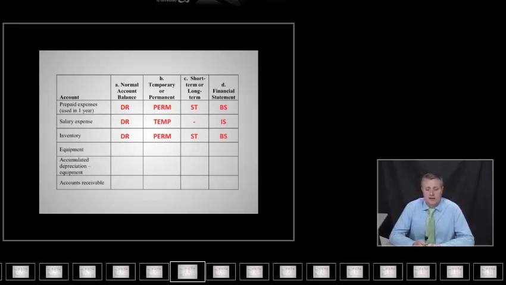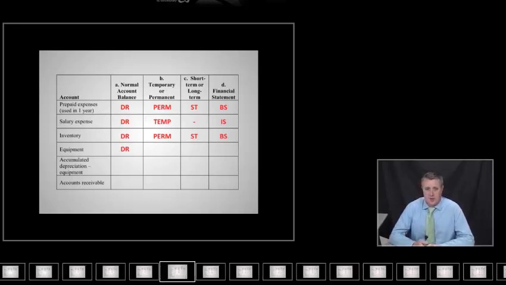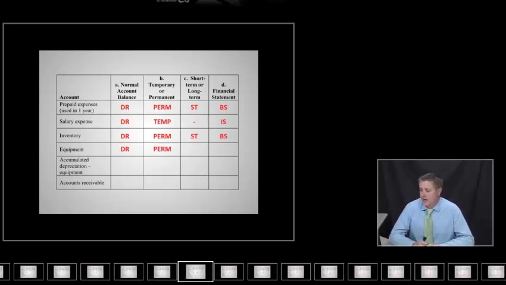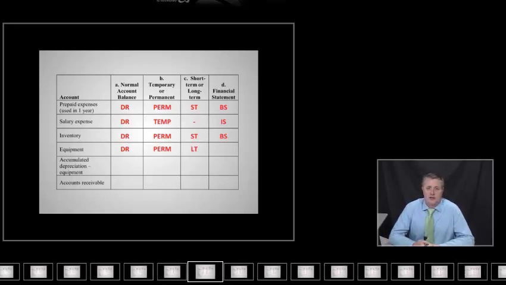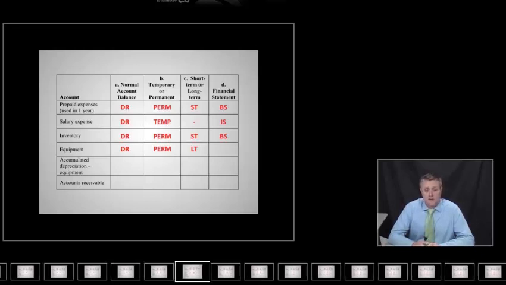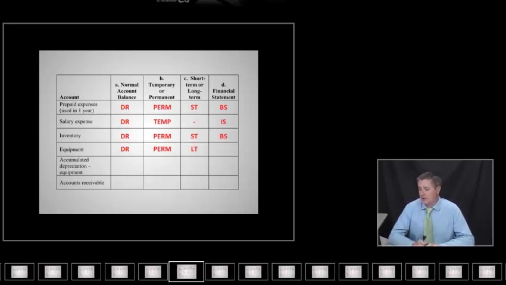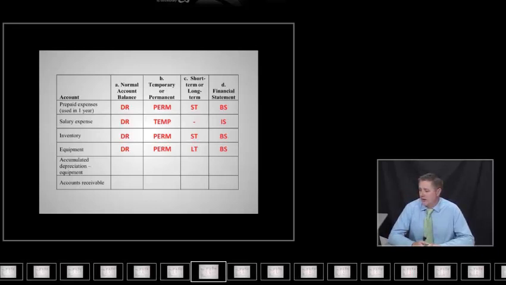Equipment is also an asset, so its normal balance will be a debit. It's considered a permanent account as well. Equipment is generally going to be classified as a long-term asset because equipment is something that's going to provide an economic benefit over multiple accounting periods. And equipment will get reported on the balance sheet.